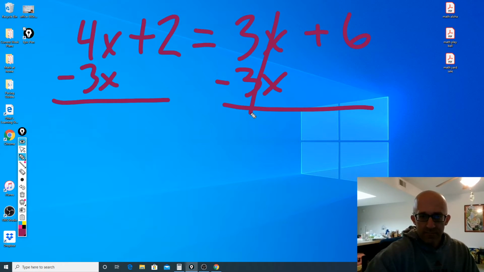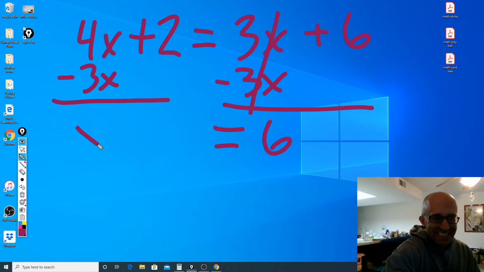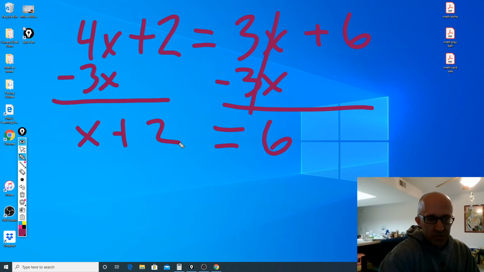3x minus 3x is 0, so all you're left with is a 6 on the right side. On the left, 4x minus 3x is x. So x plus 2 equals 6.